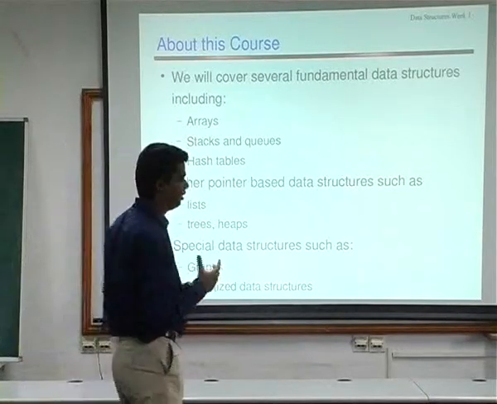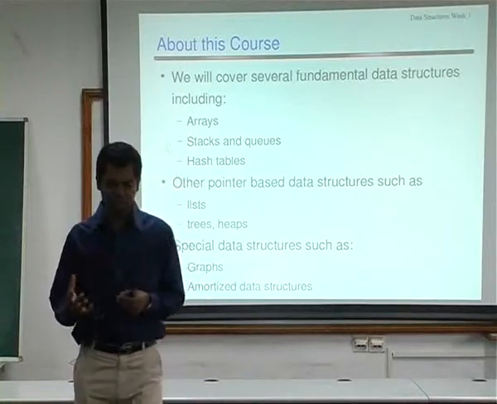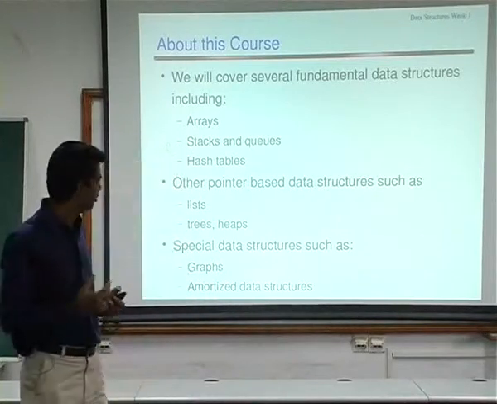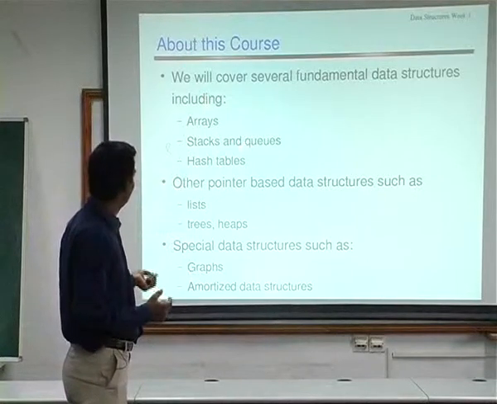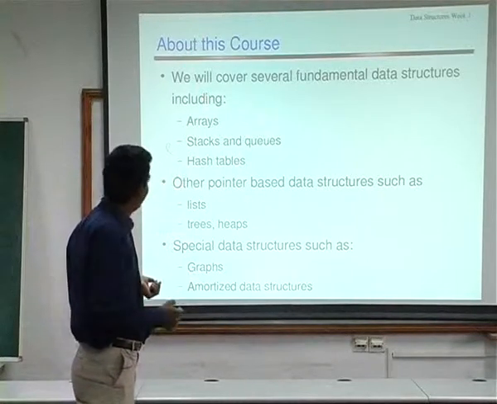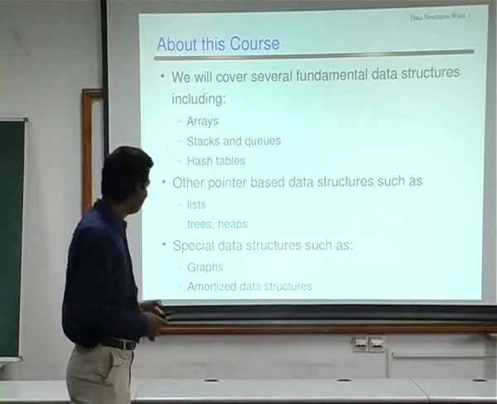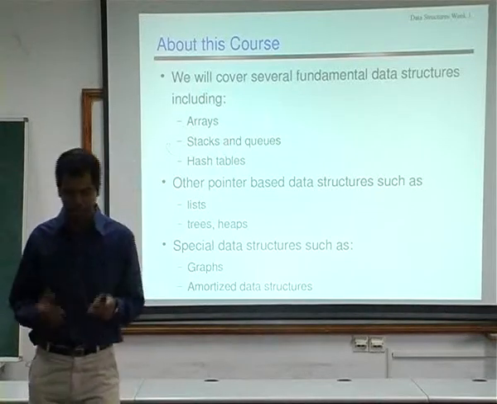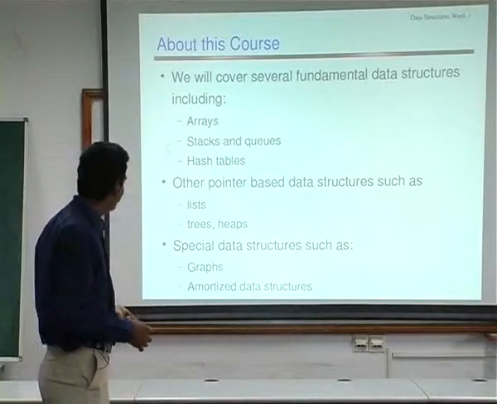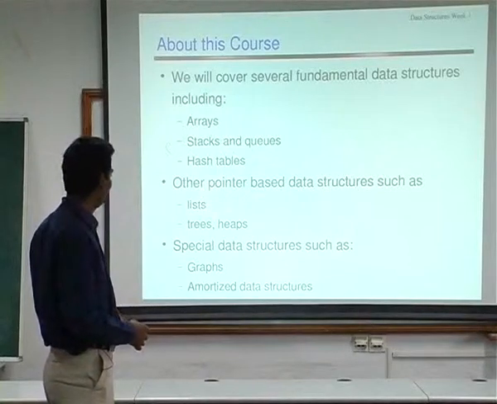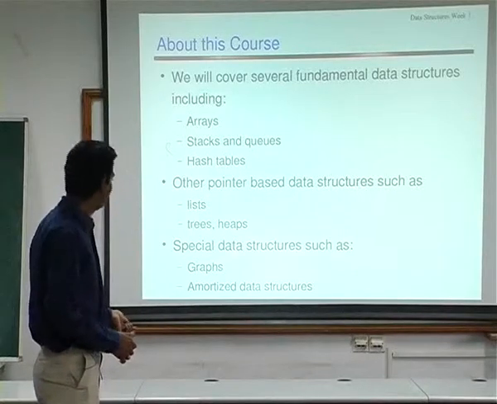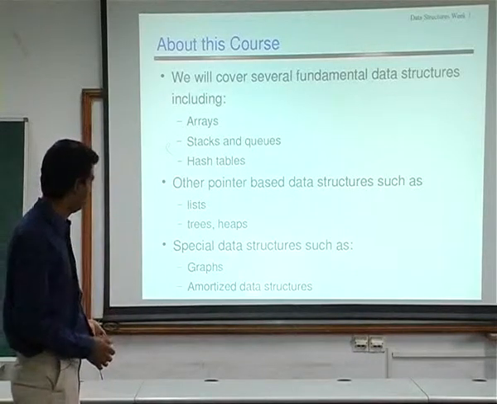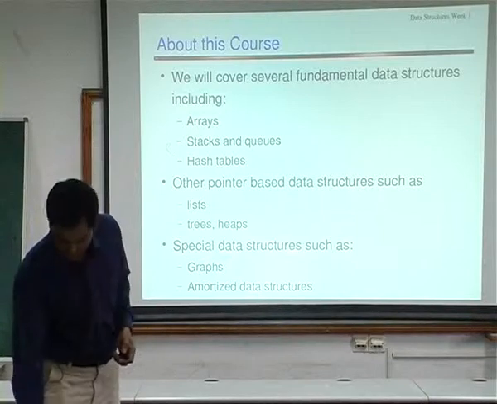So, what do we cover as part of this course? As part of learning data structures, we walk through elementary or fundamental data structures, so-called arrays, stacks and queues, hash tables, and they are not the only ones. We'll also look at pointer-based data structures such as linked lists, trees, heaps, etc. And we'll also look at special data structures such as graphs and also amortized data structures.